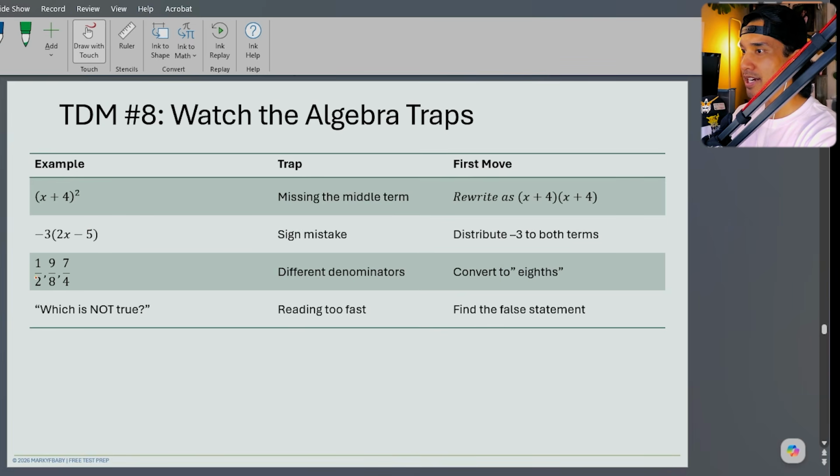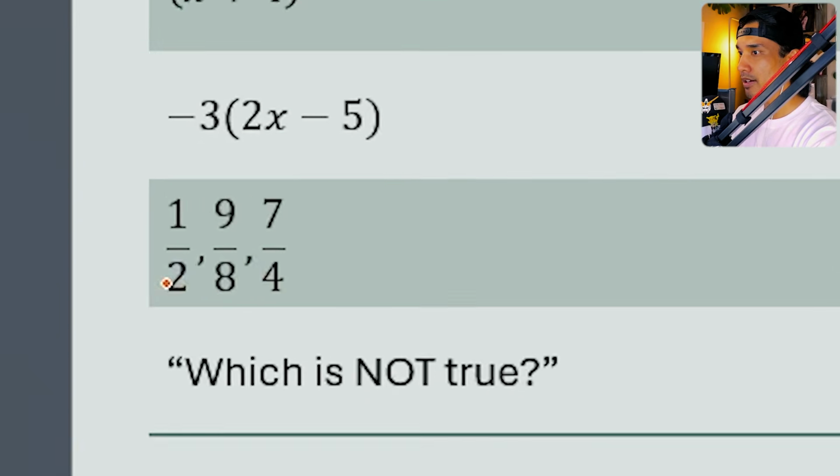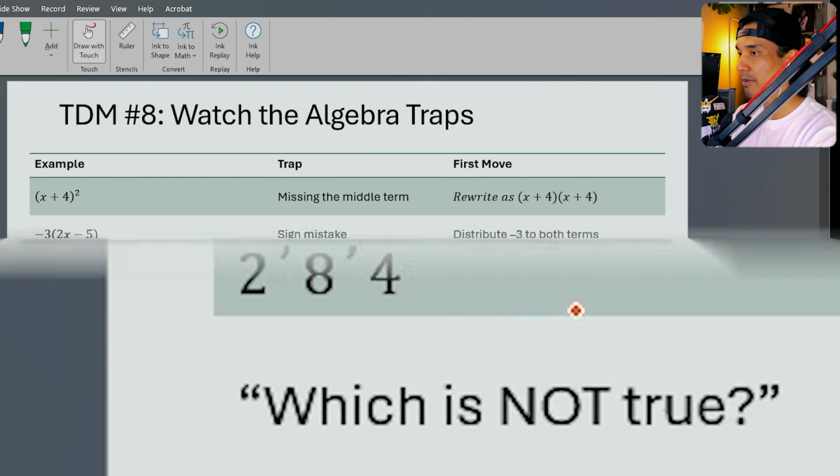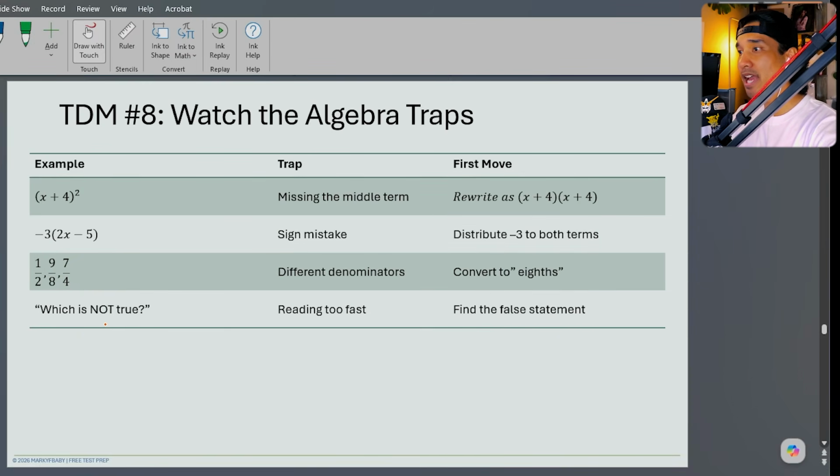I have here fractions, 1/2, 9/8, and 7/4. They have different denominators. The first thing that I would do is convert these, right? This 2 and this 4, I would make them 8. So they all are 8. Okay, or I would divide this by 4, then divide this by 2, but then dividing this by 4 gives me an ugly number at the top. So I wouldn't do that. I would just multiply this by 4, on both the top and the bottom, and multiply this by 2, the top and the bottom, okay? Which is not true, okay?